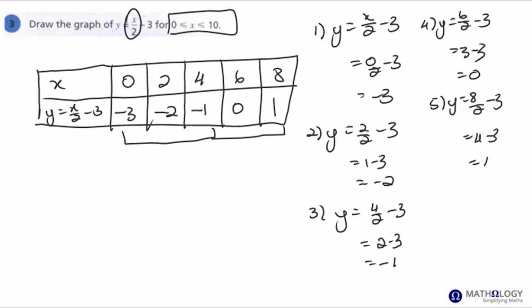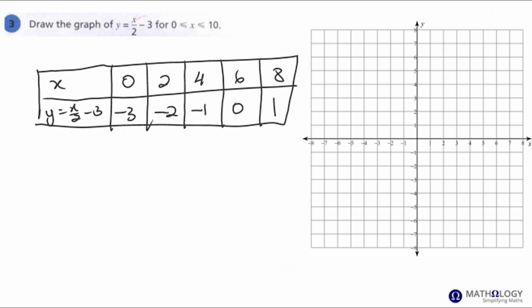Now we just plot these points. So the first point, x equals 0, and y equals minus 3. So we go down to minus 3 on the y-axis. Call that point A. And then x equals 2, y equals minus 2. Call that B. x equals 4, y equals minus 1. So 4, minus 1, point C. Then 6, 0. So that is on the x-axis over there. That's point D. And then 8, 1. We'll call that point E.